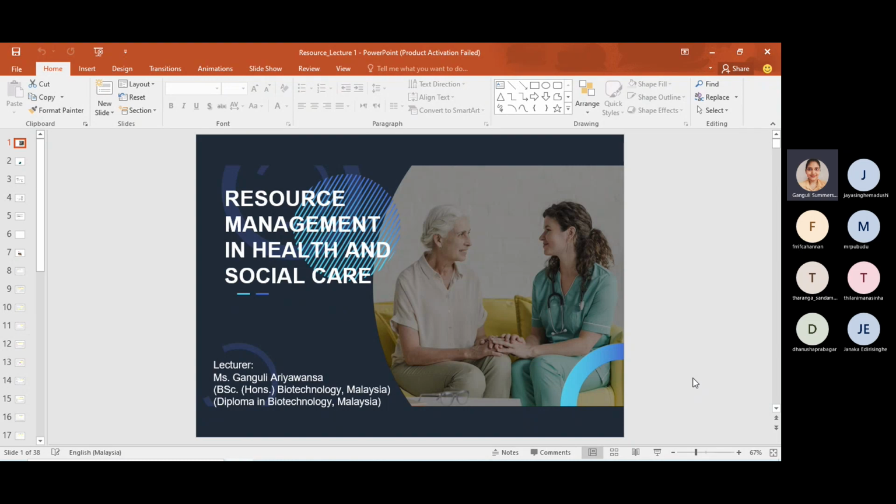Okay, so from today onwards, we will start a new subject called resource management in health and social care. I gave an overview about this subject in your orientation as well. The two subjects that I'm teaching you are communication in the caring professions and resource management in health and social care. Since we are done with the communication module, from today onwards we'll be starting this subject, resource management in health and social care.